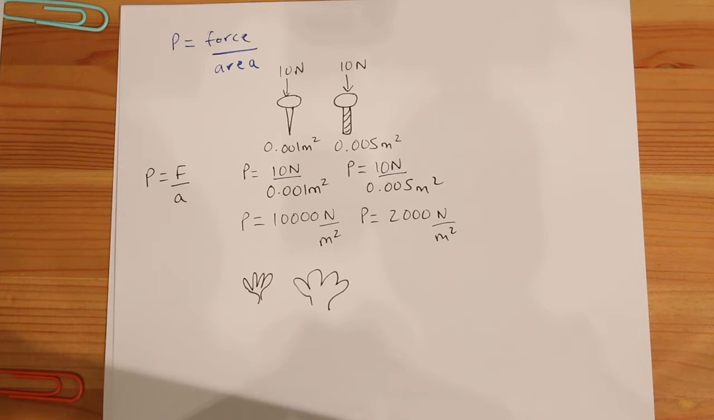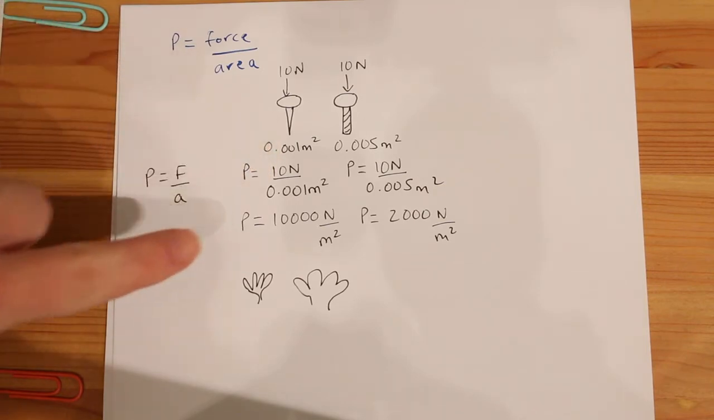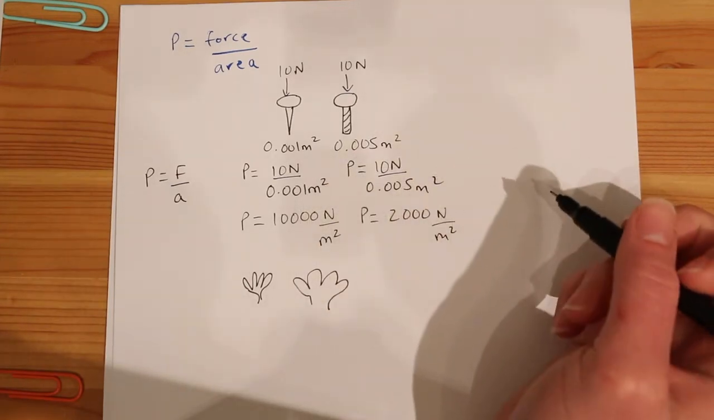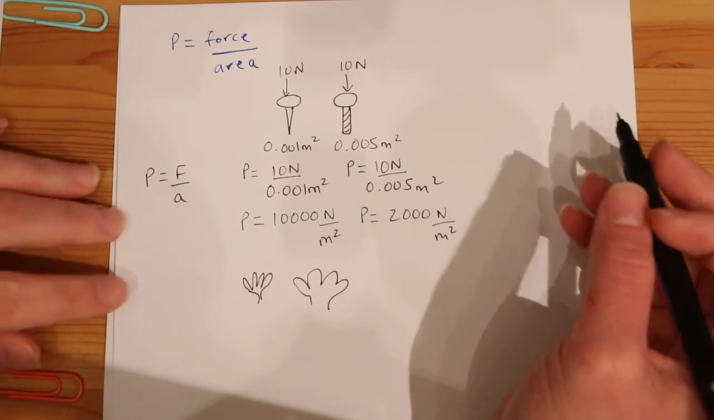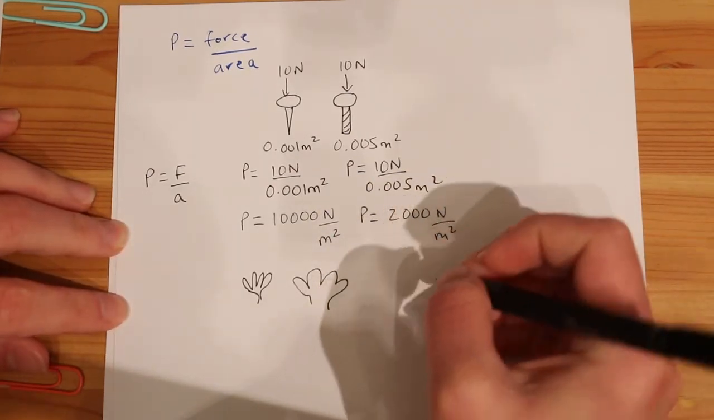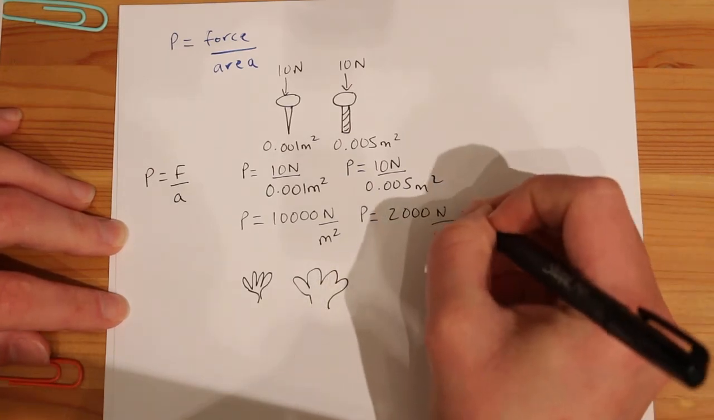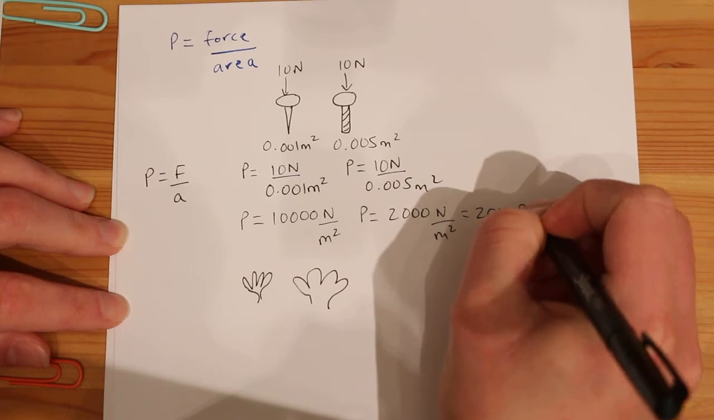So we've defined what pressure is, we know the formula, and we've looked at some examples. Something very important to notice here is that we've used the SI unit for force, which is newtons, and the SI unit for distance to calculate the area, so meters squared. This unit, newtons per square meter, is known as the Pascal. So instead of saying 2,000 newtons per meter squared, we can say this equals 2,000 pascals.